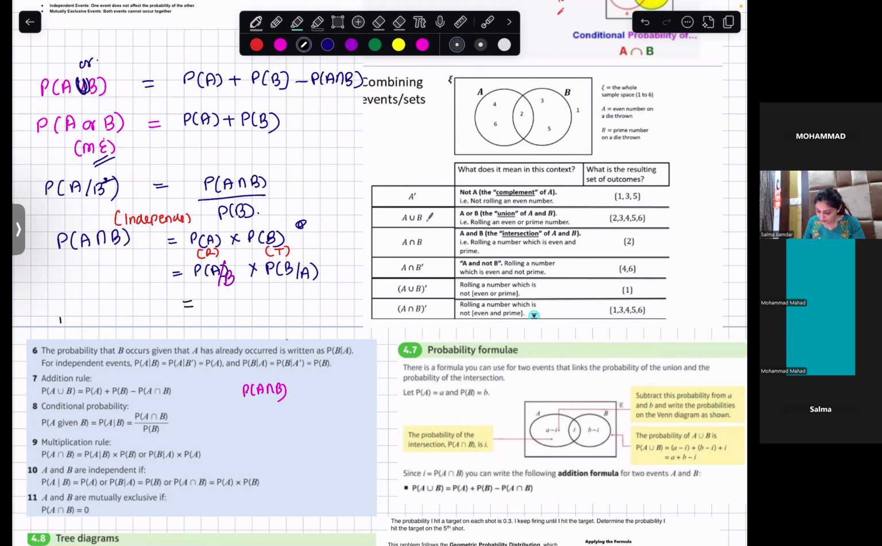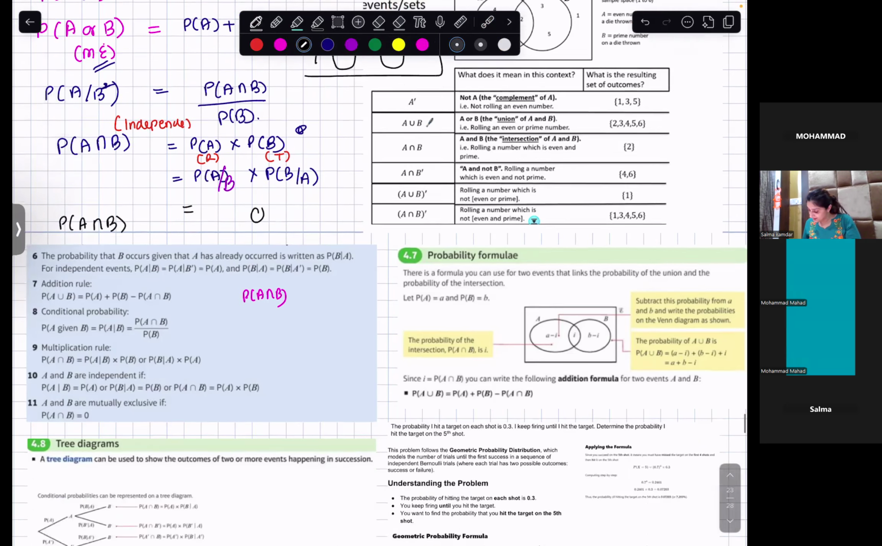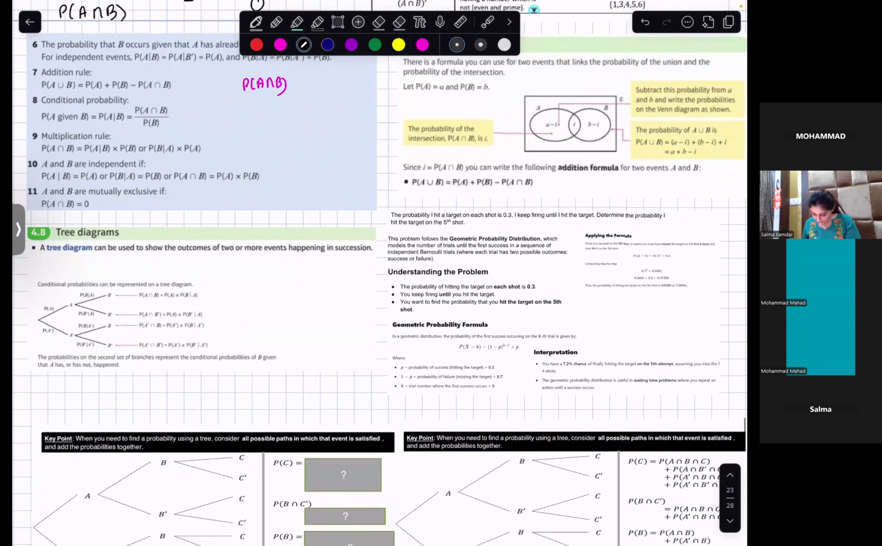When events are mutually exclusive, what is the probability of A intersection B? Zero. When events are mutually exclusive, how would you draw the Venn diagram of A and B? There would be no intersection and there would be just two circles.